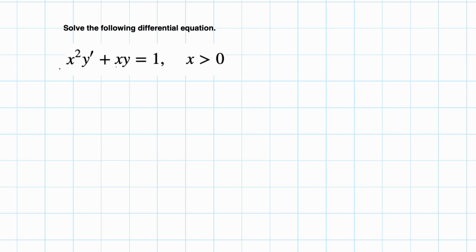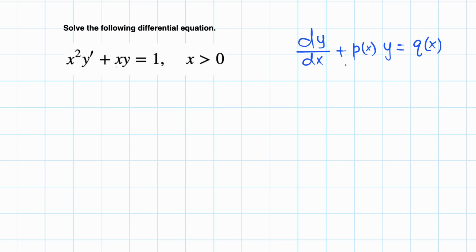So y is the dependent variable and x is the independent variable. The coefficients are just the functions of the independent variable. That means this is a linear ODE, a linear differential equation. So we know that when we have linear, let's say dy over dx or y prime plus some function of the independent variable p(x) times y equals some function of the independent variable q(x). When we have it in this form, in fact we can divide through by x squared, and we can always write it in this form.